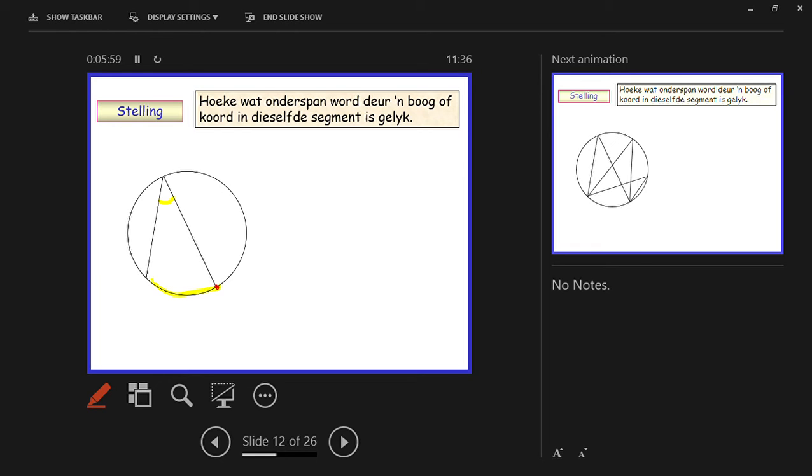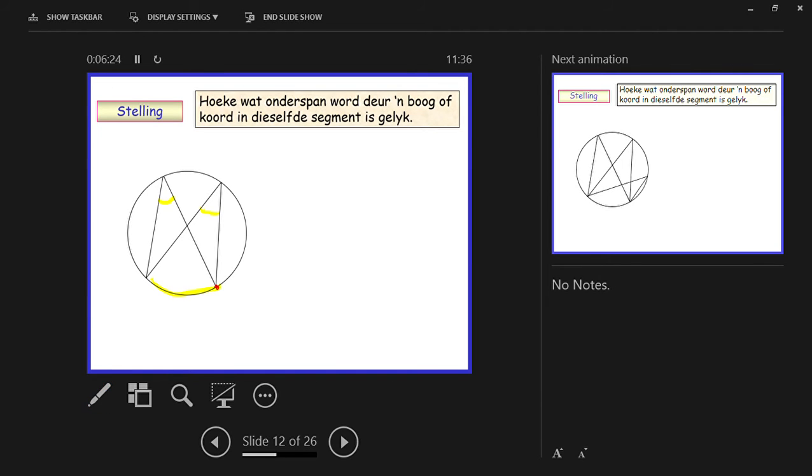Now, do you also agree that this also subtends that? Those two angles will be equal to one another because they are subtended by the same chord. So, hoeke wat onderspan word deur 'n boog of 'n koord wat op die sirkelrand lê, is gelyk aan mekaar. Now I can go and swap that around.